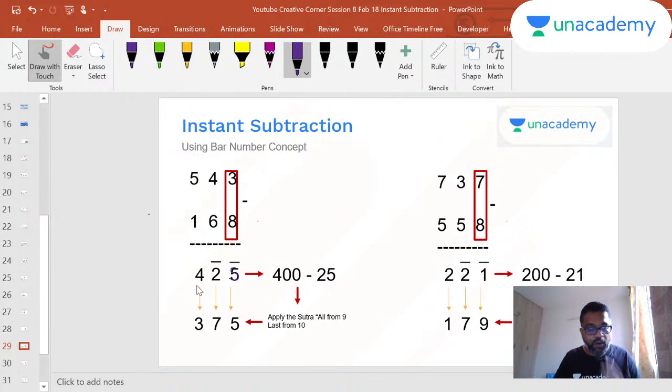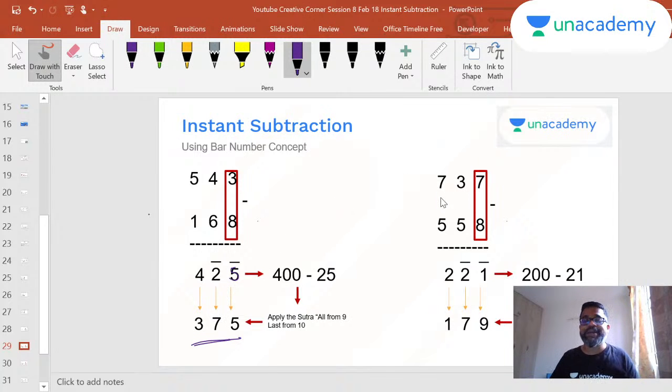400 minus 25. Or you apply that sutra, all from 9. This 4 becomes a 3. Remember, 1 less. 9 minus 2 is a 7. 9 minus 5, 10 minus 5 is a 5, right? Again, you must be wondering, I can do it faster that way. It's okay, right? You can deal with larger numbers, but when you deal with larger numbers, this method will come to your rescue.